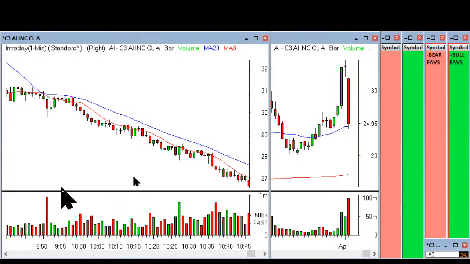All right, so that's the AI today. Pretty nice, but the smaller time frame didn't give clean entries. Not a single candle finished entirely above the 8, and they all stayed under the 20.